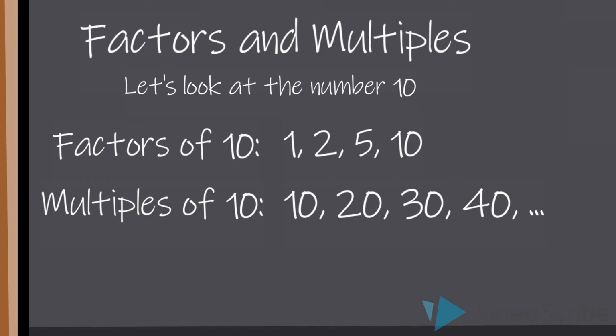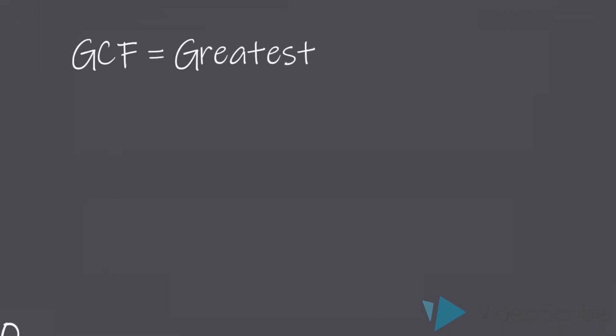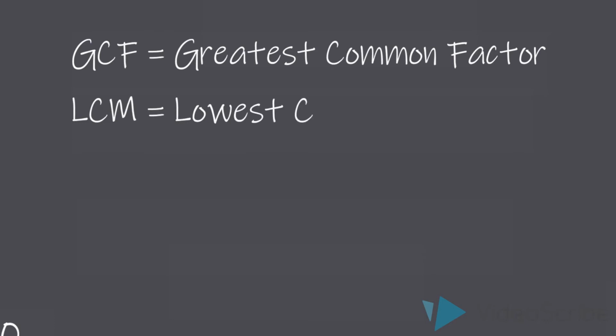When we have two or more numbers, we can compare the factors, and the biggest factor they have in common is called the GCF, or greatest common factor. If we compare the multiples of two or more numbers to find the smallest multiple they have in common, we are looking for the LCM, or lowest common multiple.